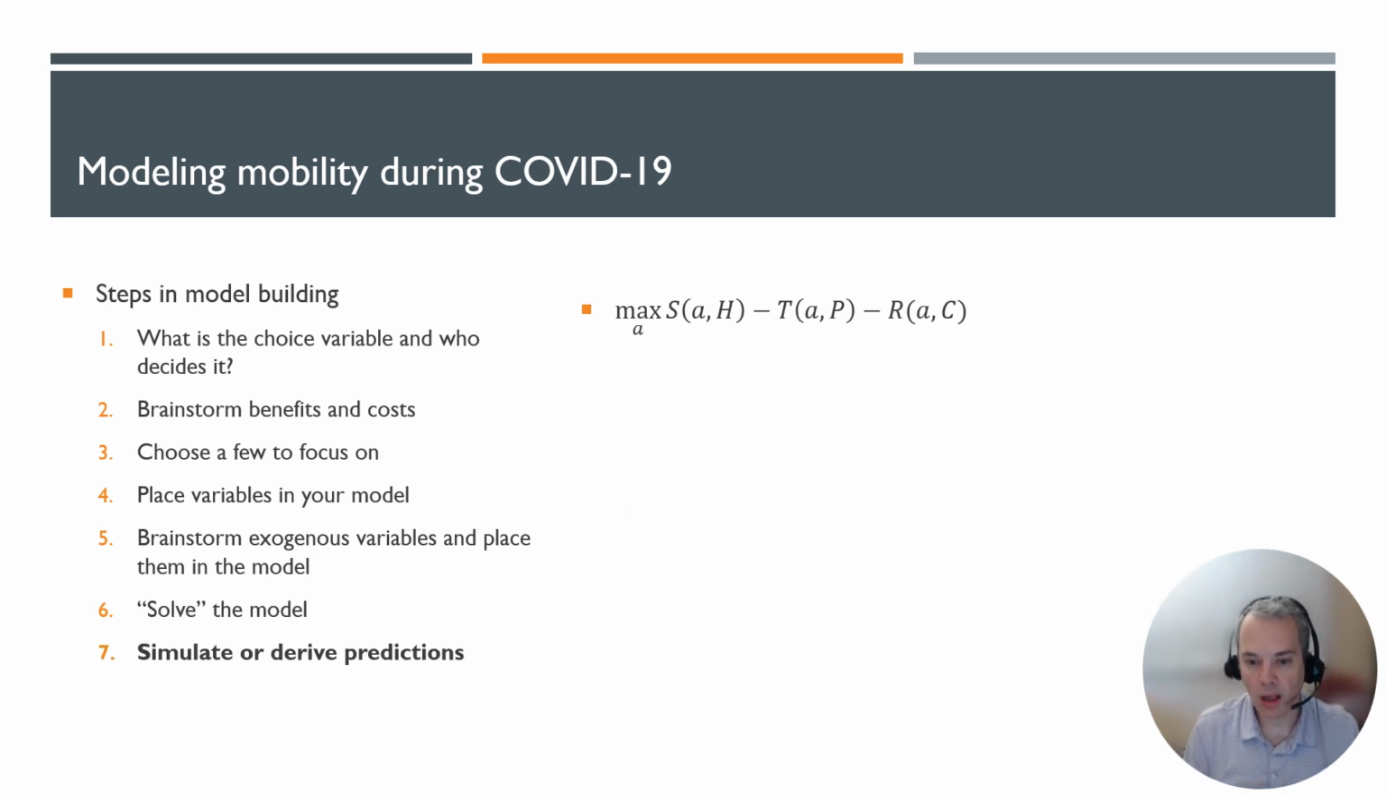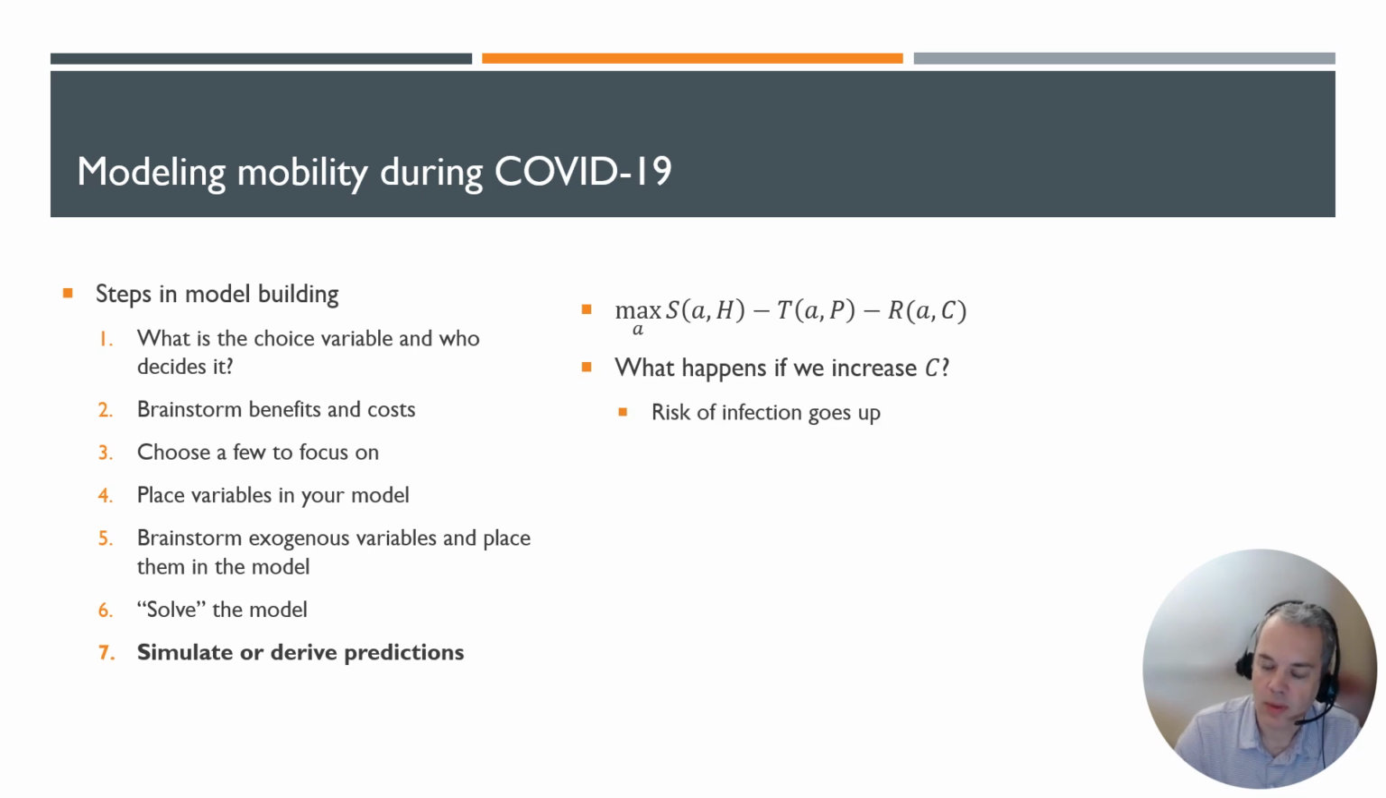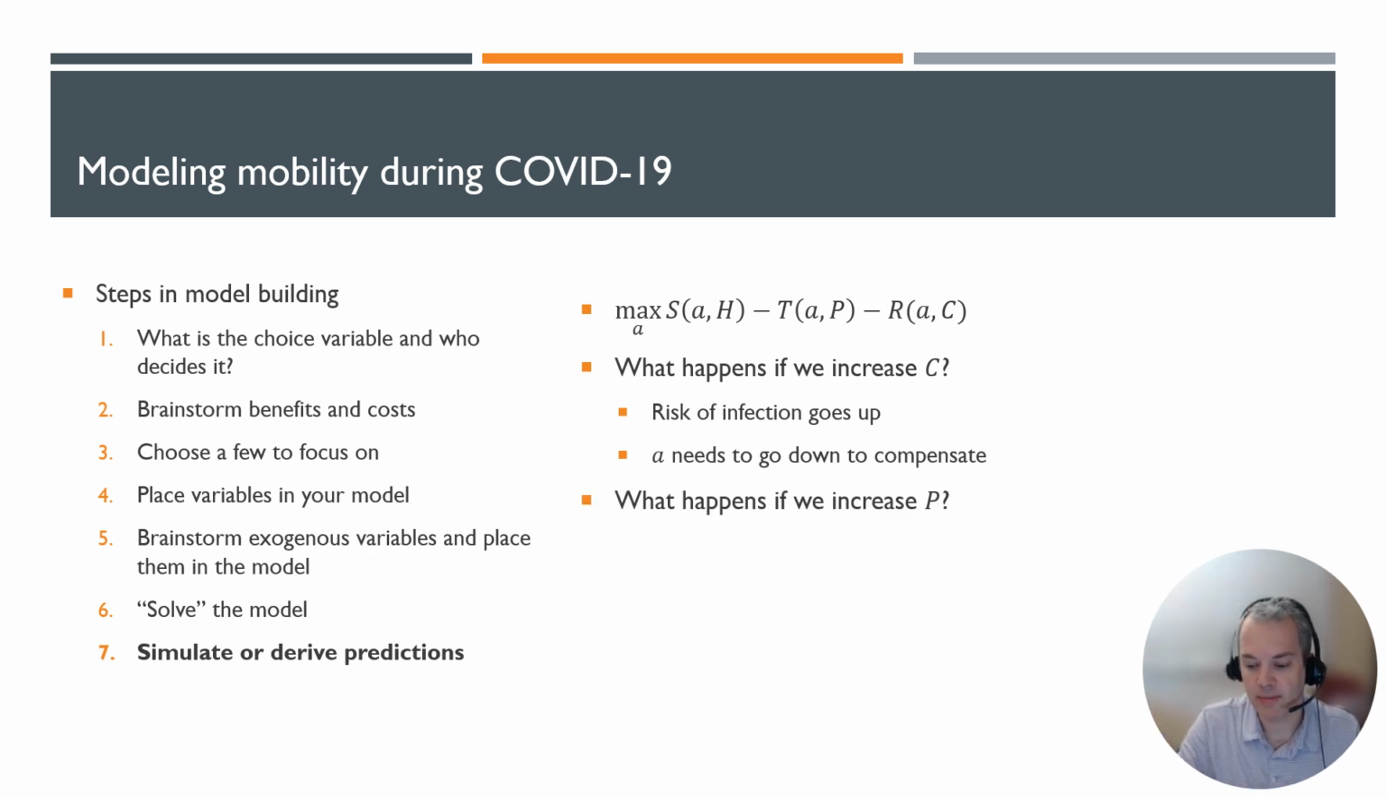Now, we did all of this to derive predictions from the model. So let's think about some predictions. What happens if we increase C? Well, that's going to increase the risk of infection. So that level of A that we would choose if there were no risk of infection, well, now we're going to be getting negative value out of it because R has gone up. So we need to reduce activity to compensate. So we have a prediction that as the risk of infection goes up, so as C goes up, A is going to go down. And that's our first prediction from this model.